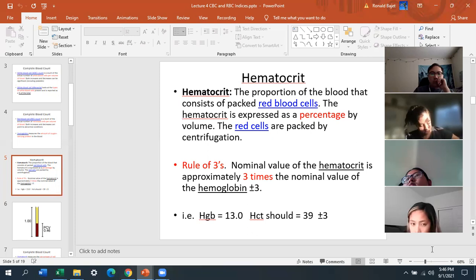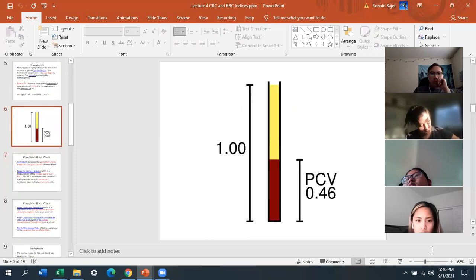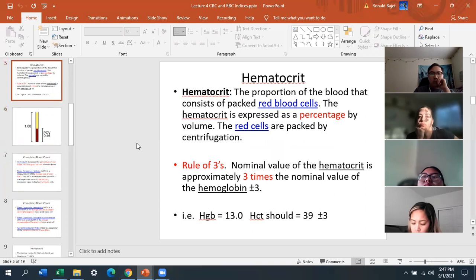Okay, so this, say for example, from the top of this tube, and this is the top of your sample, down here, that's 100% of your blood. After centrifugation, your cells are packed right here. This is the PCV, packed cell volume, and that's equal to about 40%, 46% of the total volume. Okay, so it's a percentage by volume, the packed red blood cells.